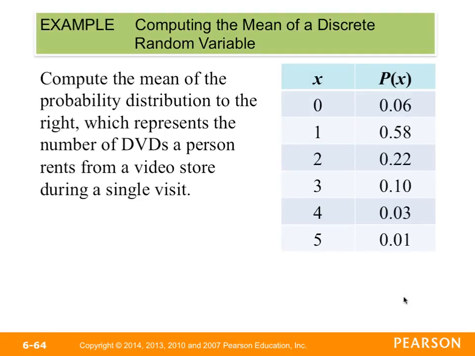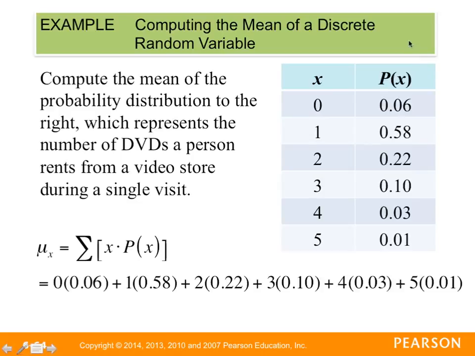So if we look at this, we have a formula for our mean, and all you have to do is take x times the probability and then add everything up. So we have 0 times 0.06 plus 1 times 0.58 plus 2 times 0.22. We do all of that and we get 1.49. So this gives you the average number of DVDs that a person rents from a video store.